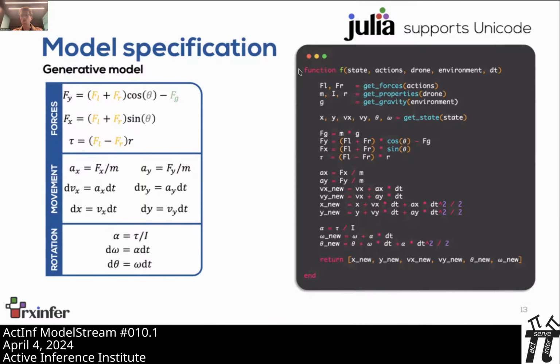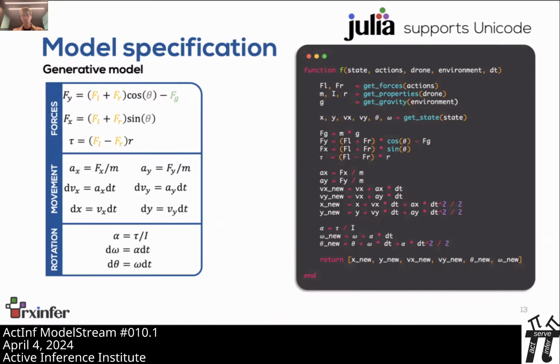So in the first 3 lines, what we're going to do is extract some information. So we're going to extract the forces from our actions. We're going to extract the mass, the moment of inertia, and the radius of the drone, because these are properties that correspond to the particular drone that we're using. And the gravity we're going to just grab from our environment, because if we were on Mars, we would have very different dynamics, of course. Then from the state, what we extract are x and y, which are our horizontal and vertical positions. Vx and Vy, which are our velocities in the horizontal and vertical direction. Theta, which was our angle, and omega, which was our angular velocity.